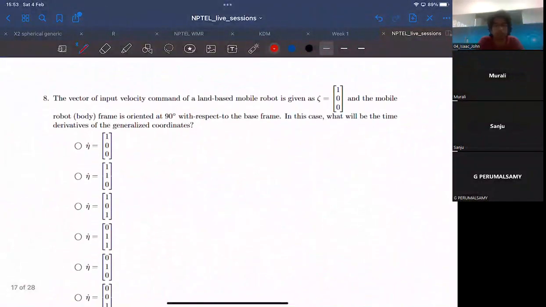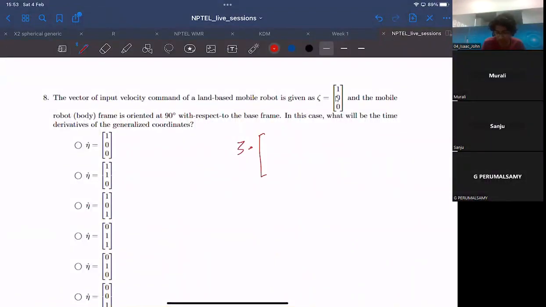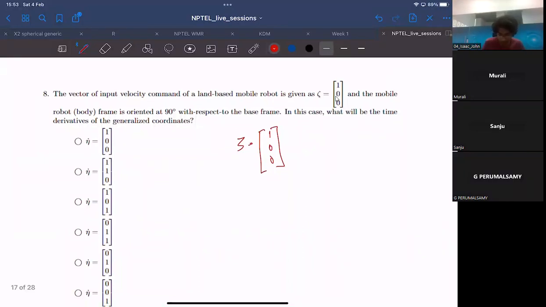Okay, question number 8. It says the vector of input velocity command of a land-based mobile robot is given as 1, 0, 0. So zeta, the local velocities with respect to its local frame of reference, is given as 1, 0, 0. And the mobile robot body is oriented 90 degrees with respect to the base frame. It doesn't say clockwise or counterclockwise. I think that is a mistake from the question's point of view. We'll anyway consider it as counterclockwise.